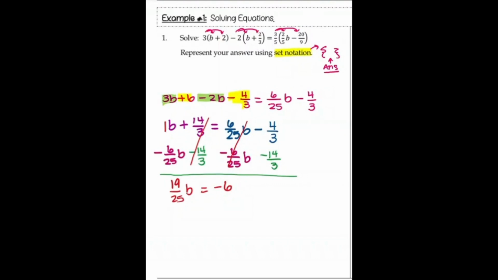So to solve for b, the last step would be to get rid of the 19/25 from both sides, which just means that we need to multiply both sides by the reciprocal. And we get an answer of b equals -150/19. And we're going to write our answer using set notation, which just means I need to put this value inside the curly braces. Do not include the b piece. It's just what b is equal to.